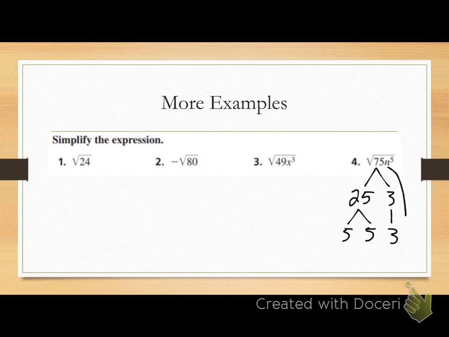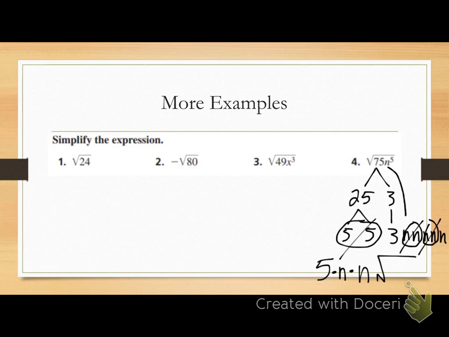How many n's do I have? 1, 2, 3, 4, 5. 5 n's. What is the index of my radical? 2. So I'm still looking for pairs of numbers or variables. So what do I have a pair of? A pair of 5s. Any other pairs? N's. Any other pairs? N's again. Any other pairs? No. So what all am I pulling out here? A 5, an n, another n, anything else? No.